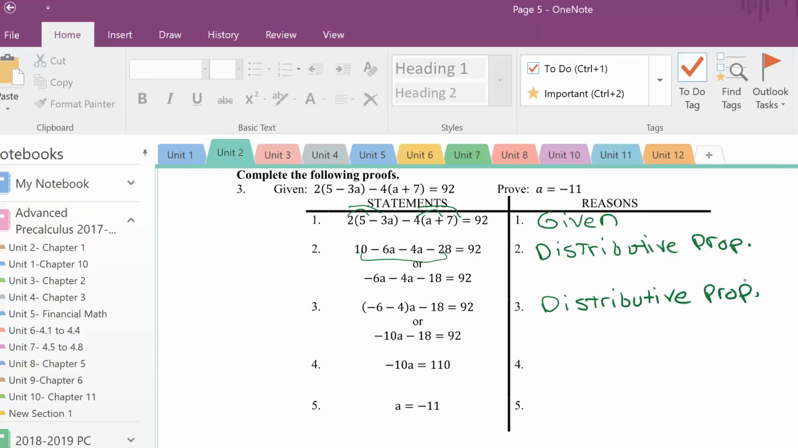And then negative 6 minus 4 is the same as negative 6 plus negative 4. So that could be considered the addition property, because notice what they did is they added 18 to both sides here. Right? Notice they added 18. So that's the addition property. And then notice they divided by negative 10 to get a equals negative 11. So that's the division property.